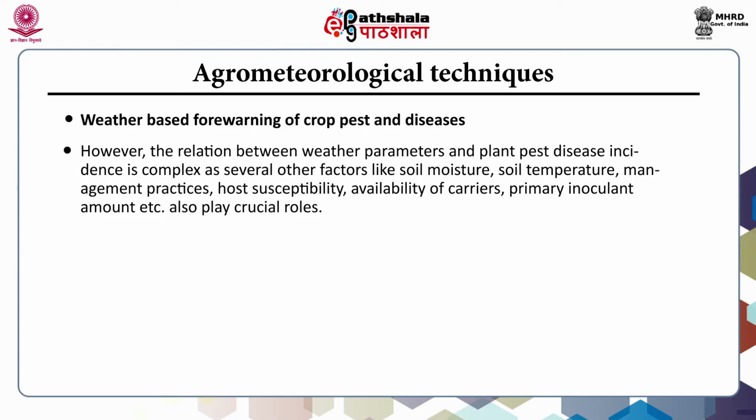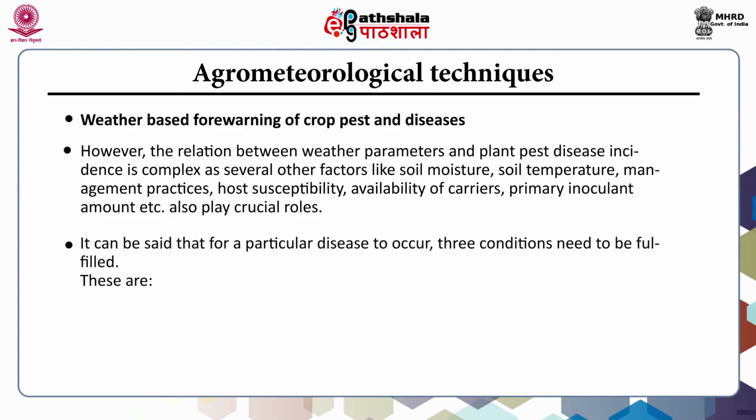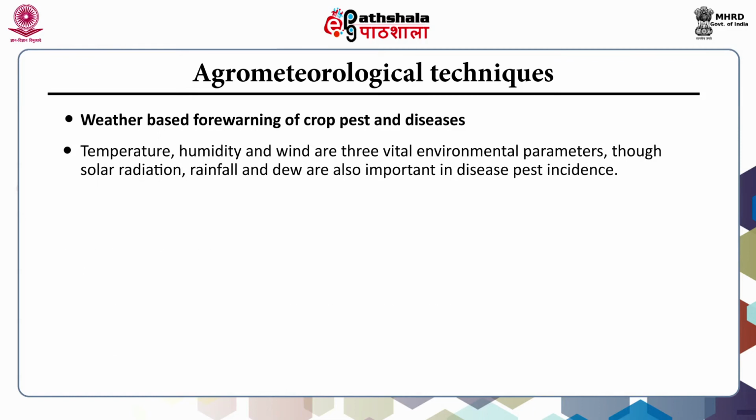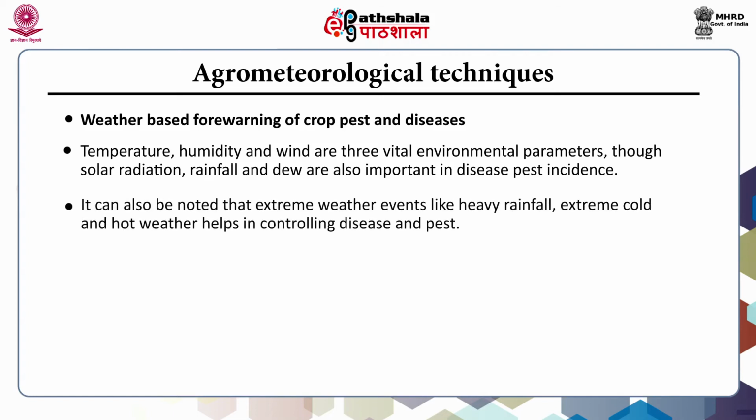It can be said that for a particular disease to occur, 3 conditions need to be fulfilled. These are susceptible host plant in a vulnerable stage of growth, a disease causing pathogen in infective stage, and third is the favorable environmental condition. Temperature, humidity and wind are 3 vital environmental parameters, though solar radiation, rainfall and dew are also important in disease pest incidents. It can also be noted that extreme weather events like heavy rainfall, extreme cold and hot weather helps in controlling disease and pest.